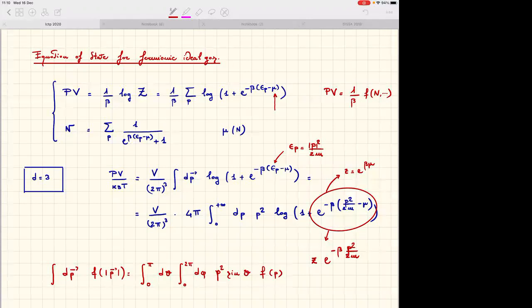And now I can do the integral over d theta, and I get 2. I do the integral over d phi, and I get 2 pi. And therefore this is equal to the integral from 0 to plus infinity dp p squared times 4 pi times f of p. Okay? Is it okay now?